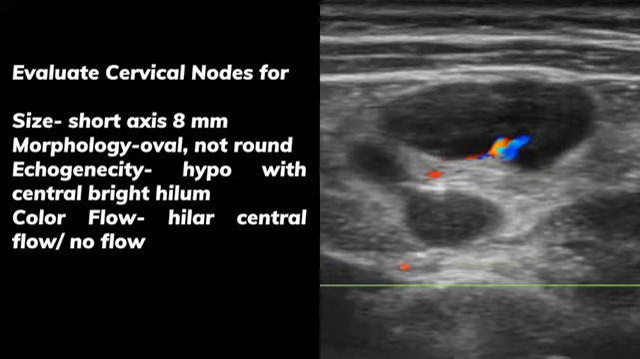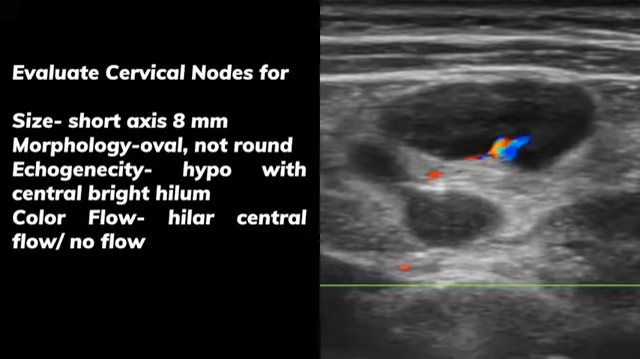And there are certain criteria which are pretty much established, which tell us how to evaluate the cervical nodes. So we evaluate them for size, morphology, echogenicity as well as color flow. While assessing the lymph node for size, we assess it in the short axis. So we take the maximum measurement in the short axis, and this measurement should usually not be more than 8 millimeters. But size is not the only criteria to evaluate cervical nodes, as certain nodes can also be elongated and can be as much as 2 centimeters long. So we also look at other factors.